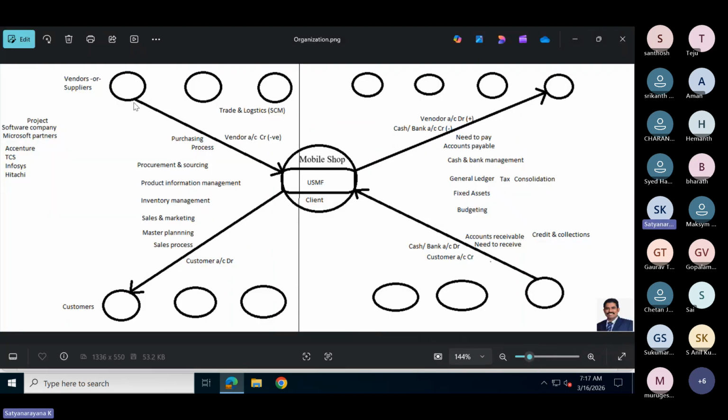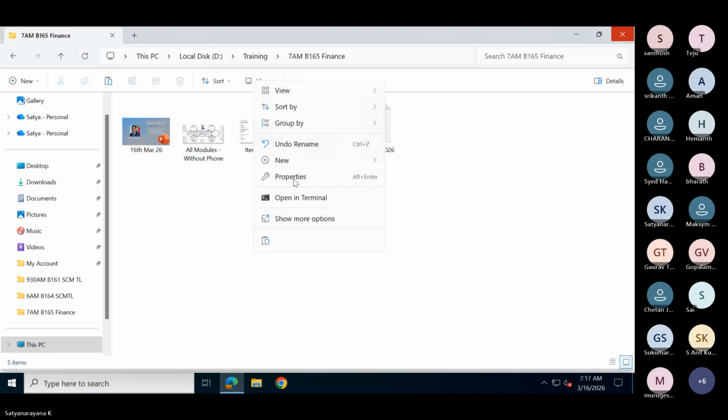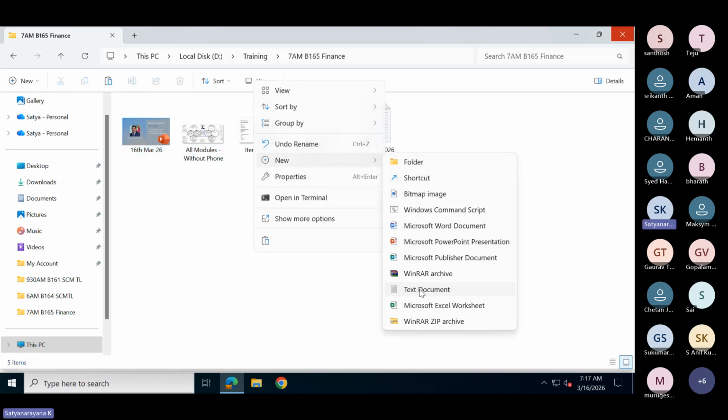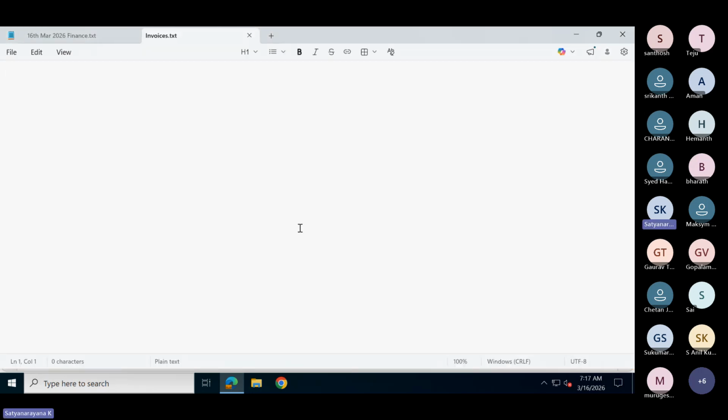One is vendor invoice, vendor payment, customer invoice, customer payment, or customer receipt. So you need to understand vendor invoice, vendor payment, customer invoice, customer payment. Then how many ways can we do vendor invoice? What are the ways we can do vendor invoice? In the system, I'm showing you, invoices can be generated from the system. Vendor invoice.